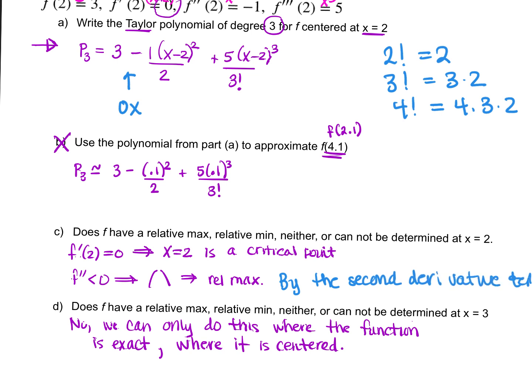And of course, if the second derivative is greater than 0, then it would be a maximum. And again, just making sure that you understand this, does f have a relative maximum or neither at x equals 3? That's not where it's centered. I can only determine if it has a max or min where it's centered. Everything else is an approximation. The polynomial is exact where it's centered. It approximates everywhere else.